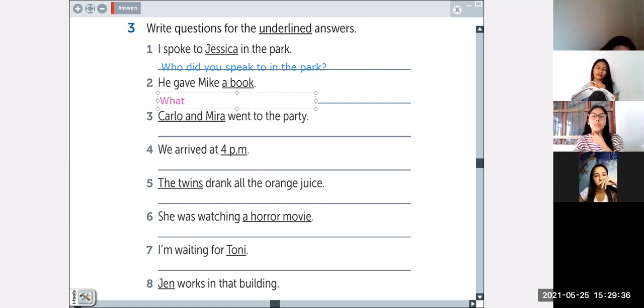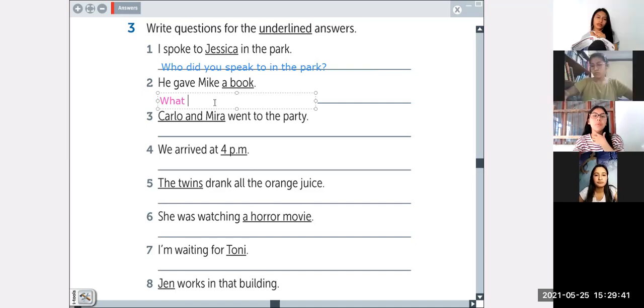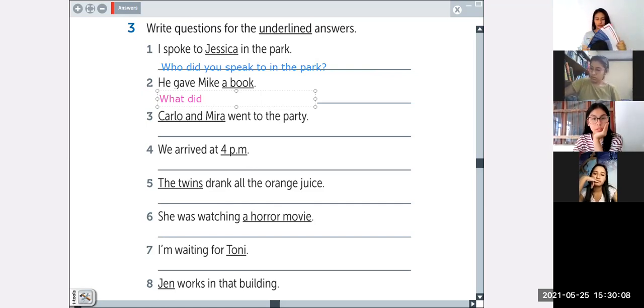The auxiliary verb. What is the auxiliary verb that we need to use? Okay, but the verb here is in the past, right? So what is the auxiliary verb for the simple past? Did. Very good. What did the subject?